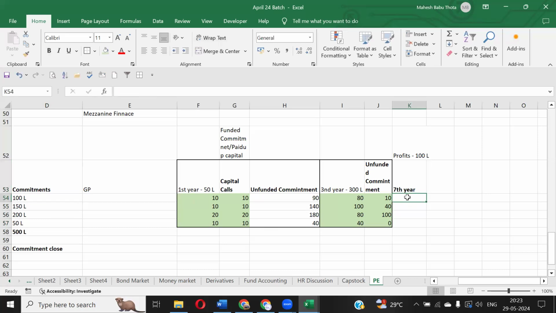Let's assume this 100 lakhs, they're distributing in this way: 30 lakhs here, 30 here also. For Manoj, they will distribute only 10 lakhs. In this way, they have distributed 100 lakhs. After distributing this, how much amount will there be as an unfunded commitment?